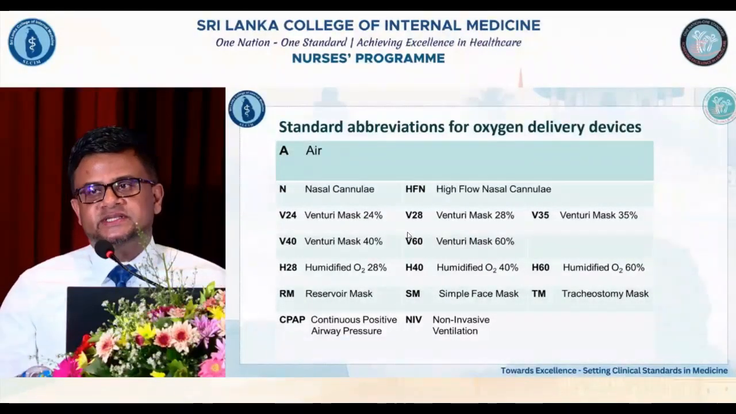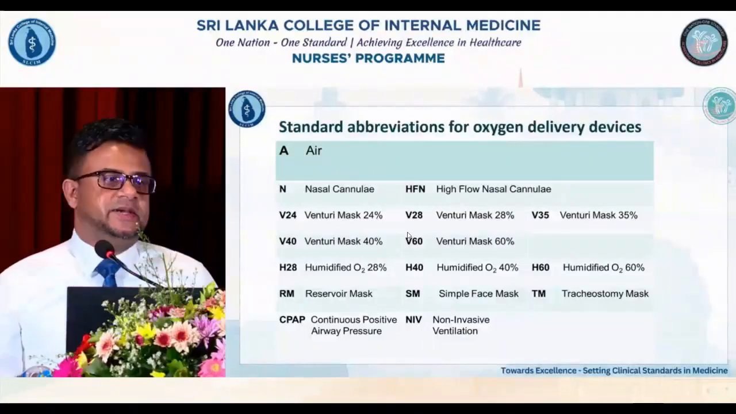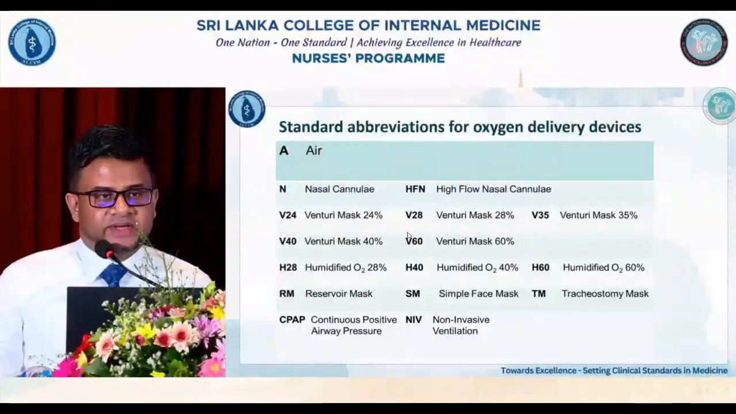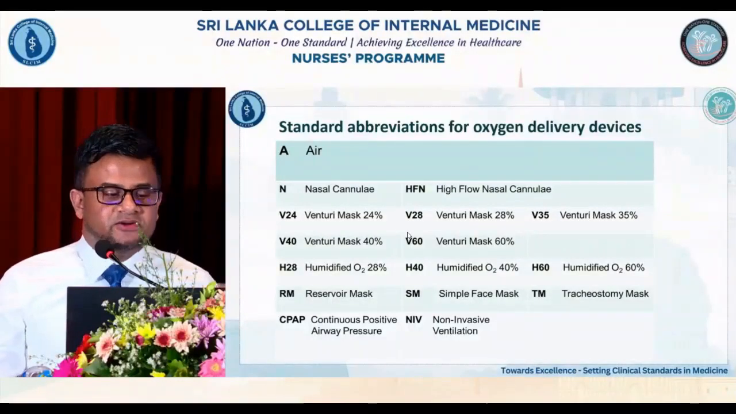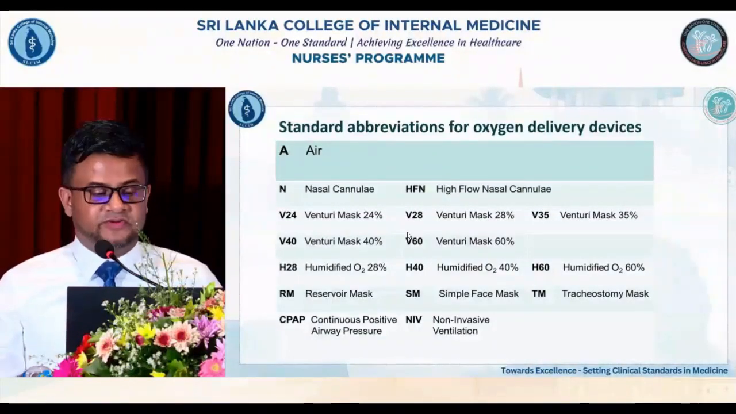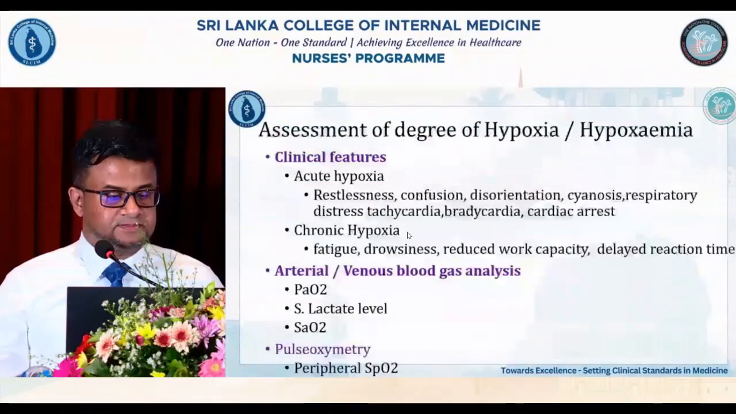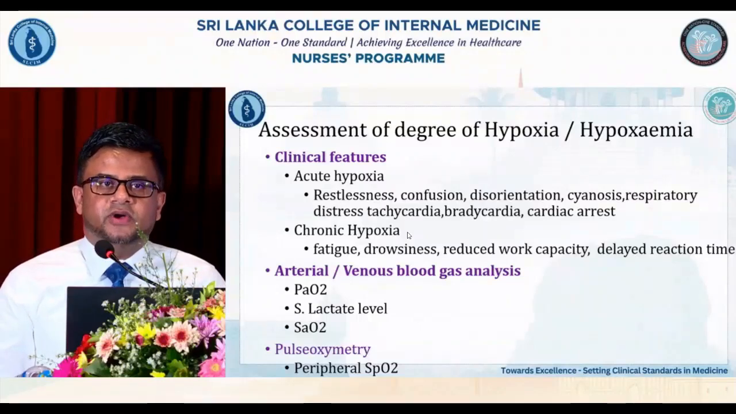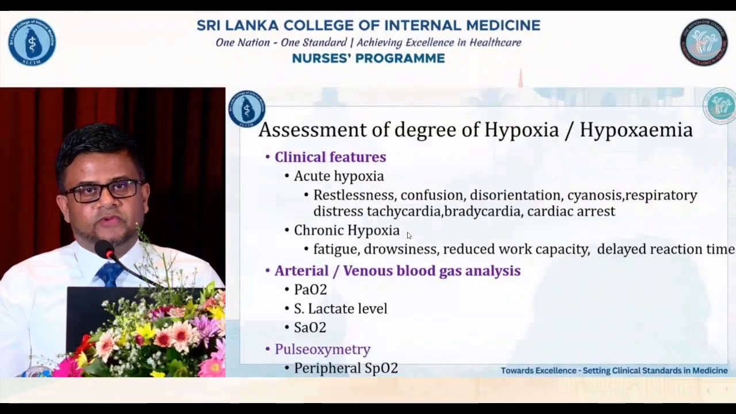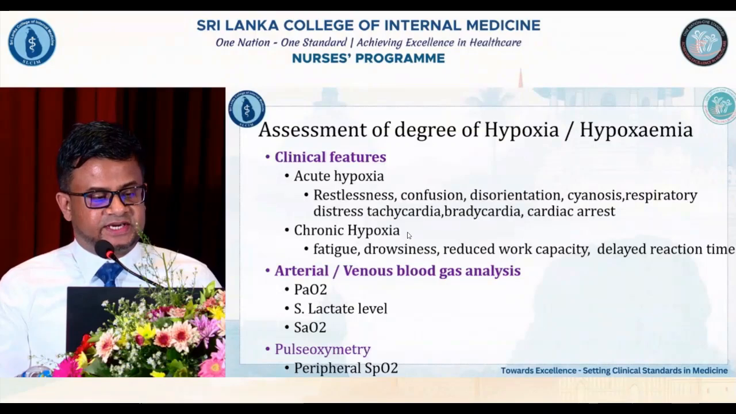When you are using the chart, you need to know about these abbreviations. If the patient is on a nasal cannula, use N. If it is a Venturi mask, depending on the percentage, there will be abbreviations. So now you know how to prescribe; what to do when the oxygen is prescribed.